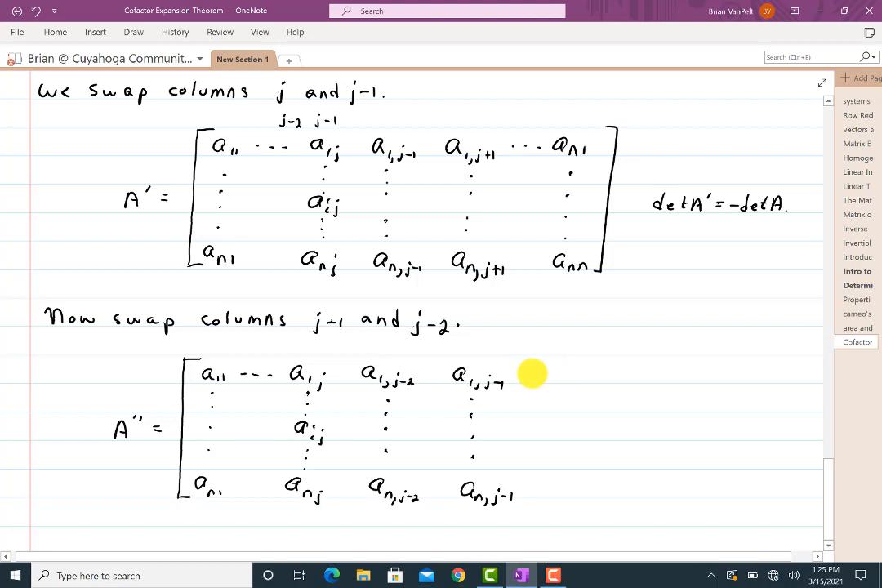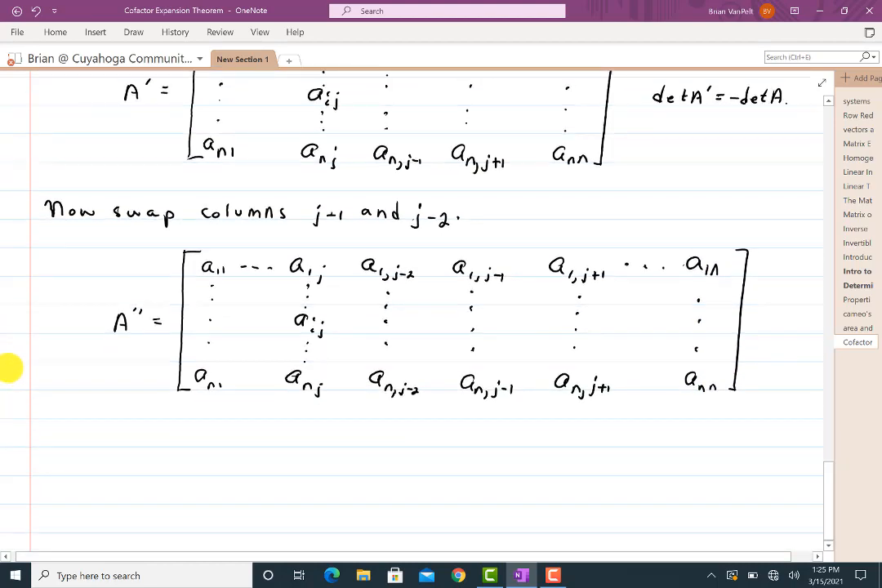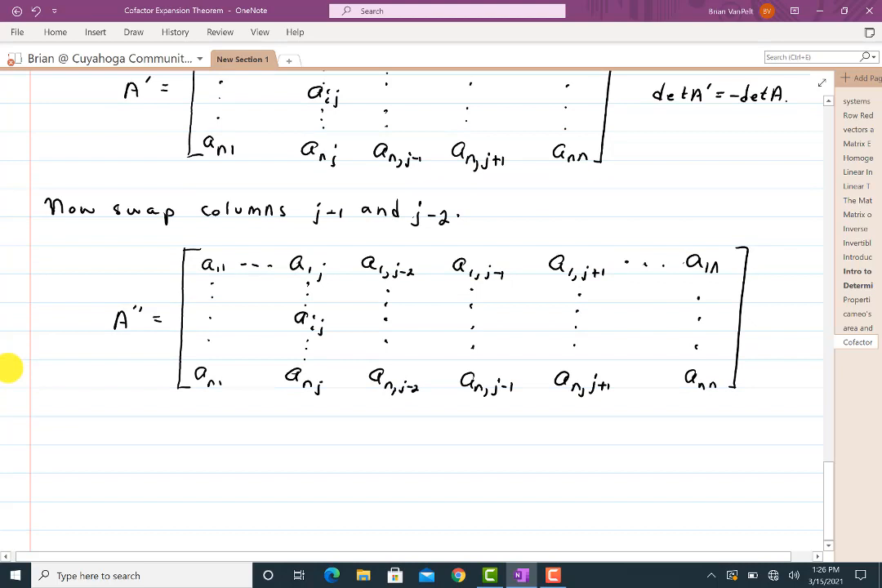And then I think I need to put one more here so you can see that it's been taken out of this. A1 comma J plus 1, AN comma J plus 1, A1N, ANN. And this puts a negative in front of the determinant again, so I have determinant A double prime equals the positive of the determinant A because I removed the negative from last time.